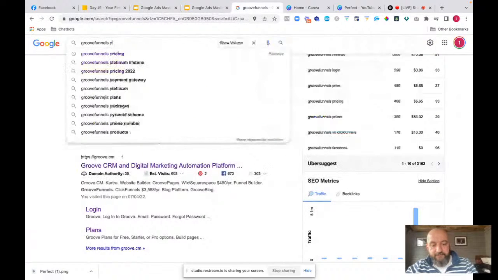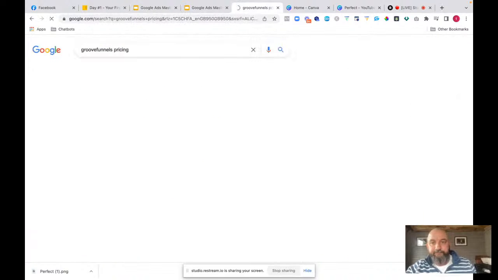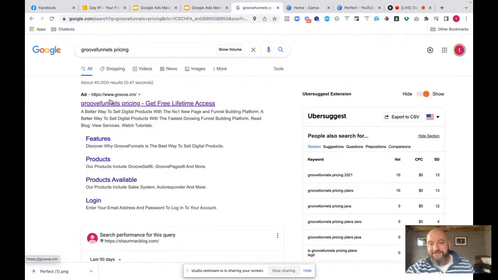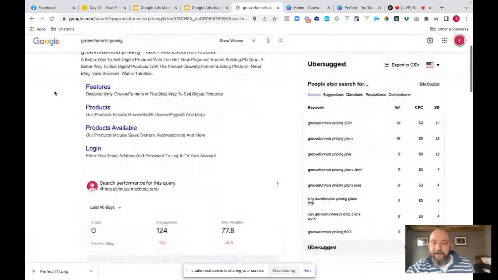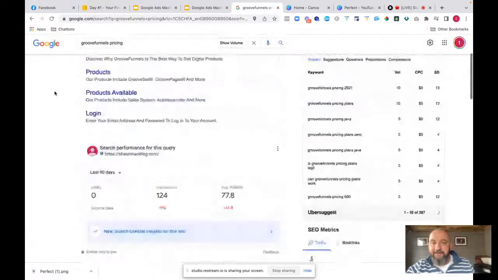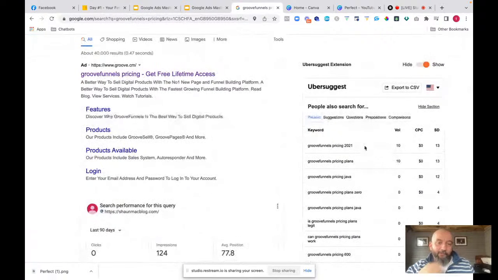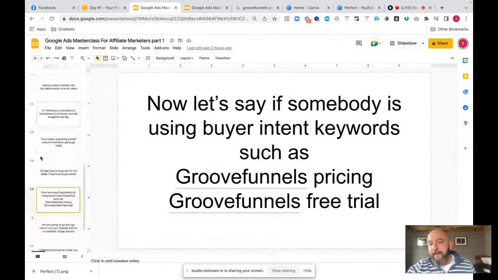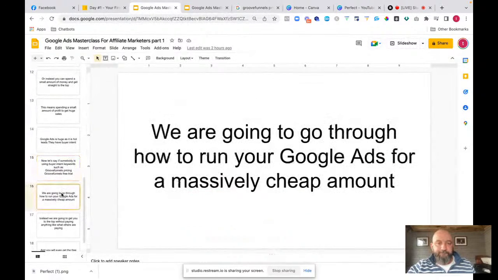So let's just have a quick look and see what sort of pricing. We've only got one ad because Groove obviously can see that this is going to be well priced. So they're the only people advertising here. And they're going to score really high on the ad relevance, which is what we're going to come into. So I wouldn't go for that particular search term, although you could get second place.